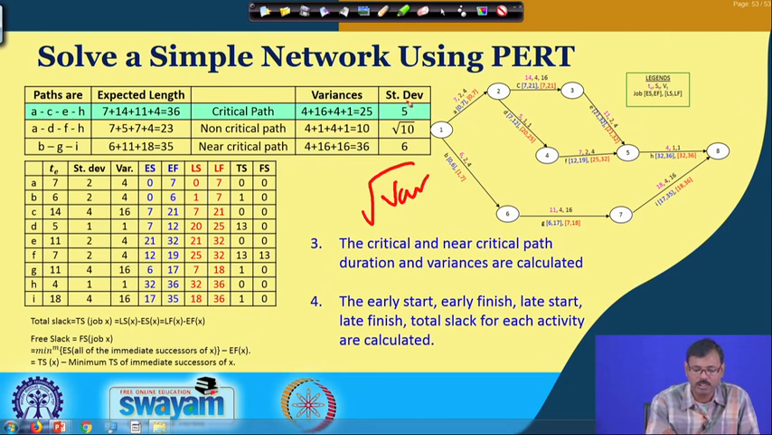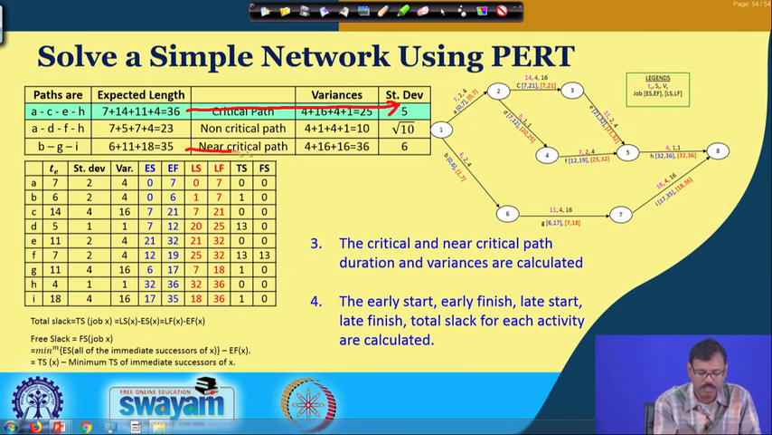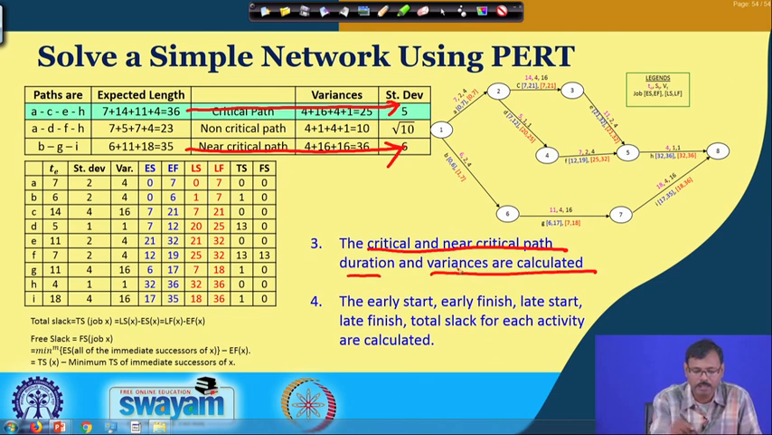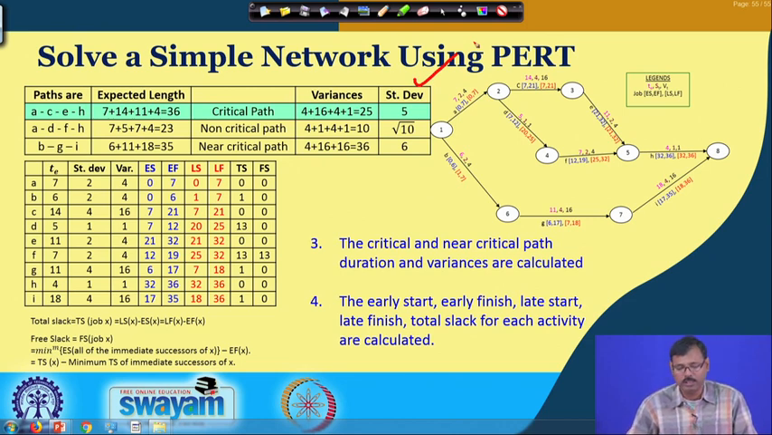So, we have obtained the standard deviation of this one as the square root of 25, so that is 5, this is the square root of 10 and this is the square root of 36, giving us 6. So, the standard deviation for the critical path is 5, for the near critical path it is coming 6. So, our objective 3 was to determine the critical and near critical path duration and their variances, and we have completed that one. Along with that, we have also determined the standard deviation.